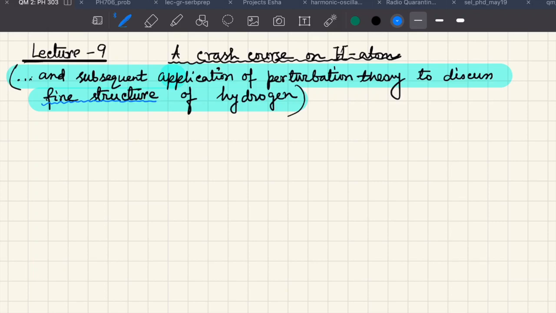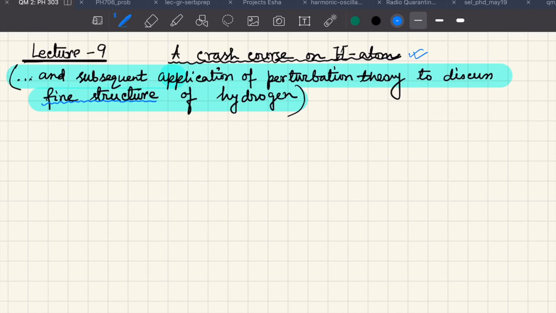Hello and welcome to lecture 9, and as you can see the title today, crash course on hydrogen atom first, and then we will be subsequently applying the perturbation theory tools that we have developed so far to understand something which is known as fine structure of the hydrogen.